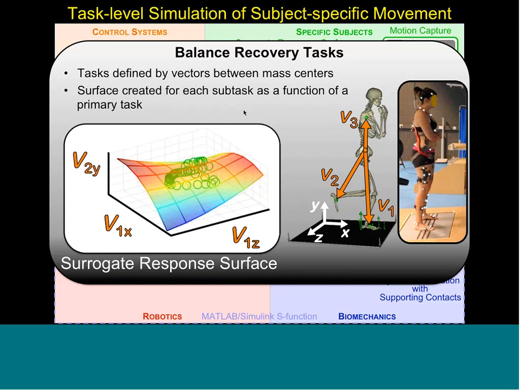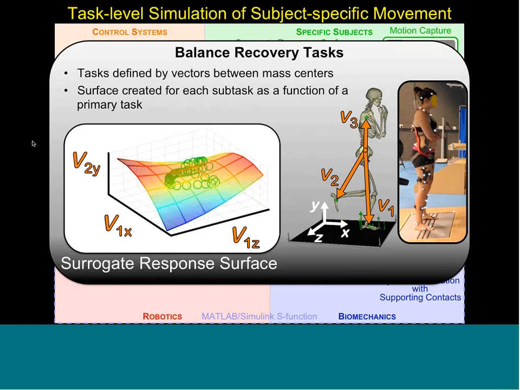So what I envision is a set of response surfaces for different tasks. So if you're just trying to stand and balance, there's one set of response surfaces and you're in a certain mode. But then if you go to transition to gait, you would obviously switch.